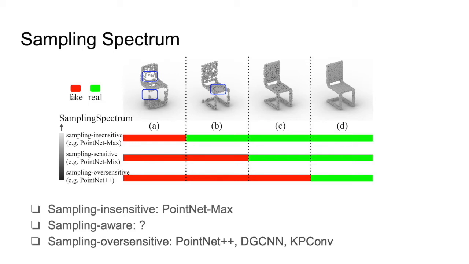On the other extreme, a sampling oversensitive discriminator, for example, PointNet++, DGCNN, KPConv, can even tell the subtle difference in sampling patterns, for example, between furthest point sampling in C and uniform sampling in D, and hence can be very narrow-minded about what a real point cloud should look like. To generate point clouds with uniform density, we need a sampling-aware discriminator, which lies in the middle of the spectrum. Sampling-aware discriminators should be able to identify density-related artifacts such as point clusters in B, while not being too sensitive to different sampling patterns, such as the differences between C and D.